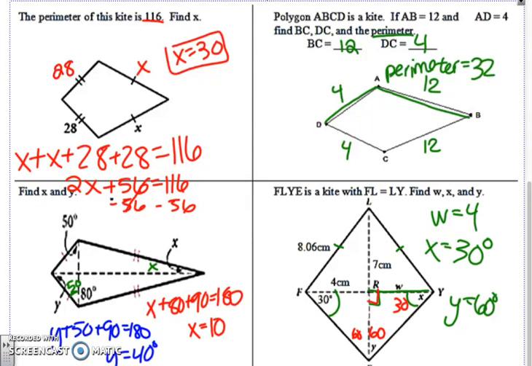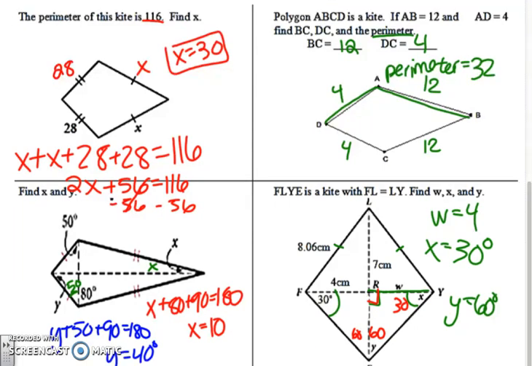All right, so that is how you find kites and trapezoids, measurements of sides, angles, and diagonals. You're more than welcome to practice. Let me know if you have a question, but thanks for watching.